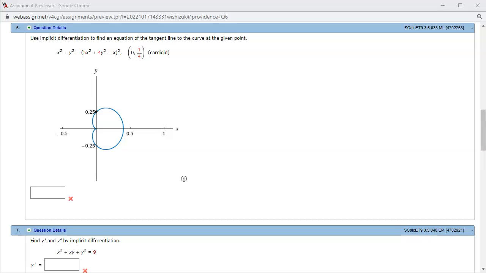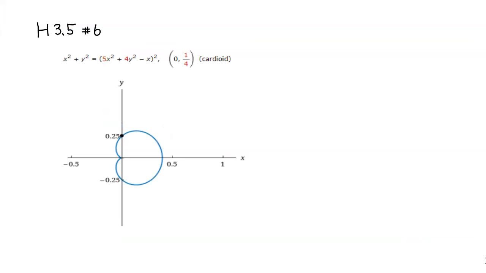All right, let's look at homework 3.5, problem number 6. Let's find an equation of the tangent line at (0, 1/4). Since the y-intercept is given, I'm going to try to use the slope-intercept form. We already know the b value is given, so b is 1/4. Now take the derivative.